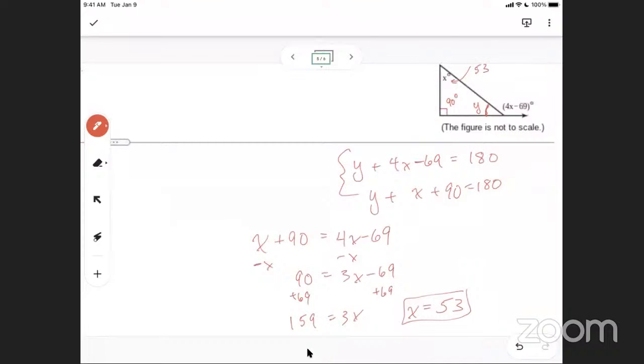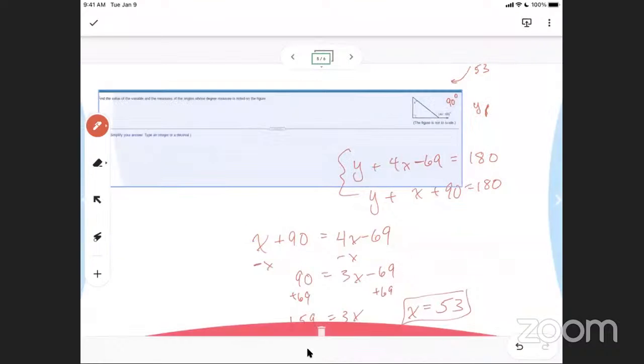is that all they wanted, just to find out what x is? Yeah. What do the instructions say? I can't see the first part of the question. I can't either. Let me see it real quick.